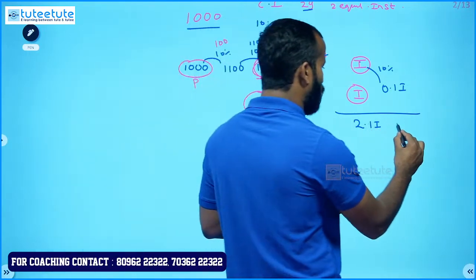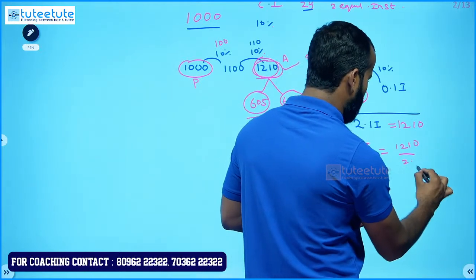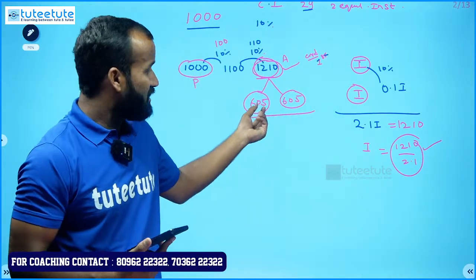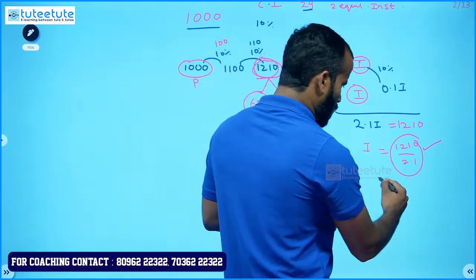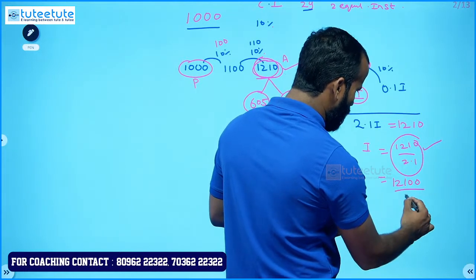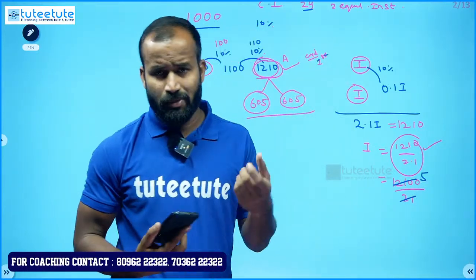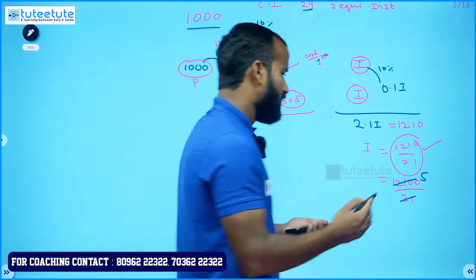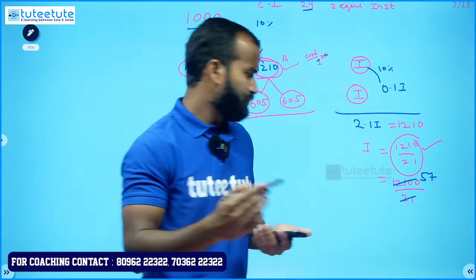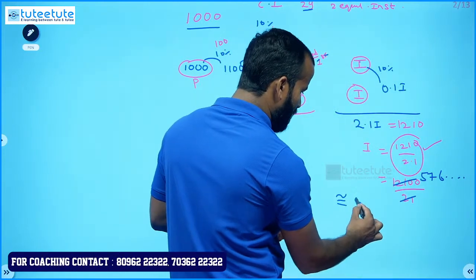Then what you are going to get? 1210. Then i is equal to 1210 by 2.1. If you calculate this value, you are going to get each installment. So each installment is not 605. If you remove the decimal here, you are going to get 12100 by 21. 21 5s are 105, 16 will be remaining. 7s are 147, 13 will be remaining. 130, again 6s are 126, point something. So each installment will be approximately 576.